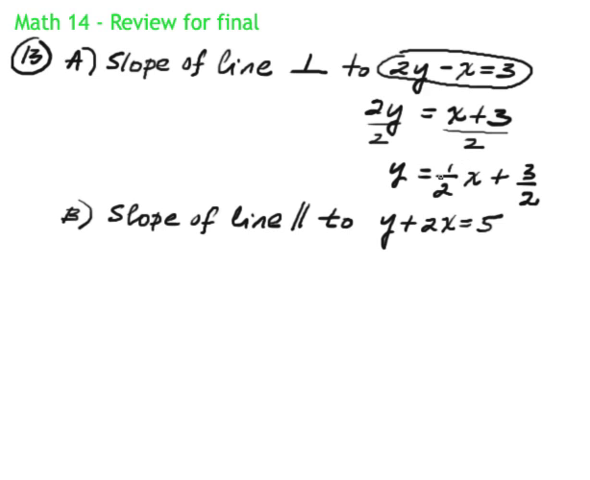So this line has slope 1/2, so we'll take the negative reciprocal of that, and our line has slope -2.